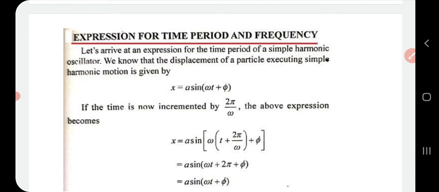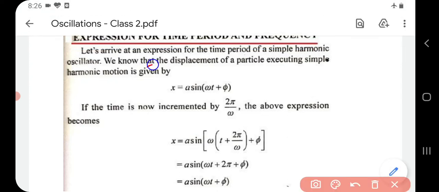In the earlier classes, we have derived the differential equation for simple harmonic motion, right? What was it? d square x by dt square plus omega square x equal to 0, and its solution was of the form x equal to a sine omega t plus phi. That is nothing but the displacement of the particle executing simple harmonic motion. So that is again written here. Displacement of a particle executing simple harmonic motion is given by x equal to a sine omega t plus phi.